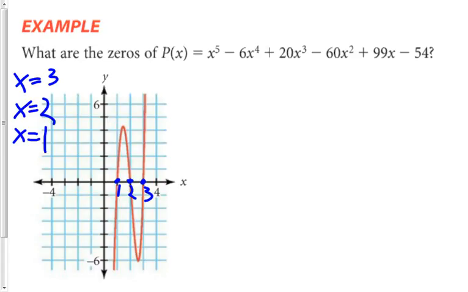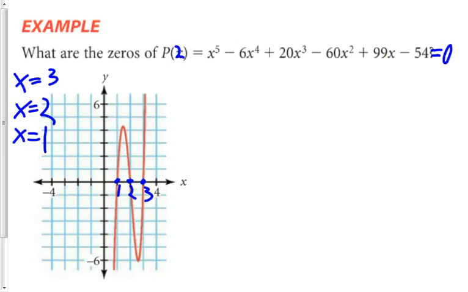3 zeros already. Now, if I wanted to go back and check to see if x equals 1, x equals 2, and x equals 3 are in fact zeros, everywhere I have an x, I could plug in a 1. And I'd type that into my calculator. And if it equals 0, which in this case it does, I know that it is most definitely a root.